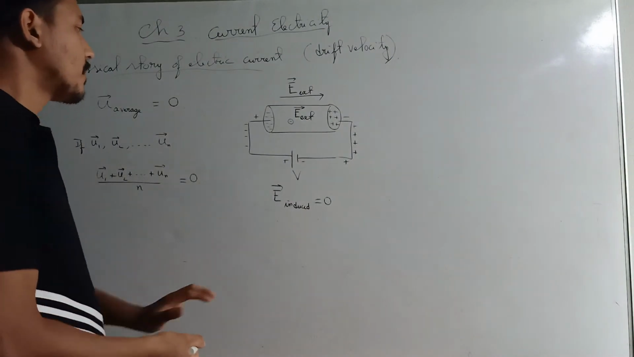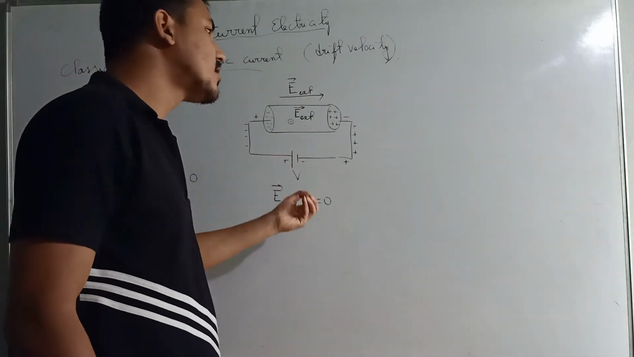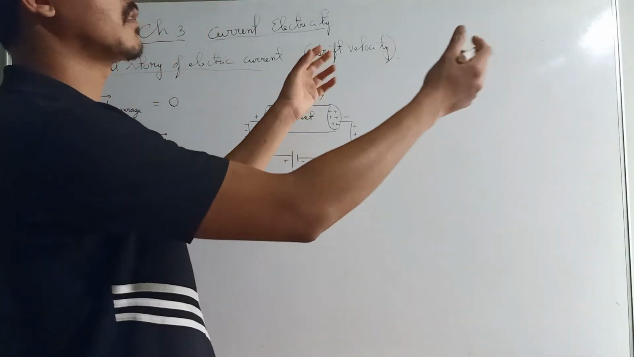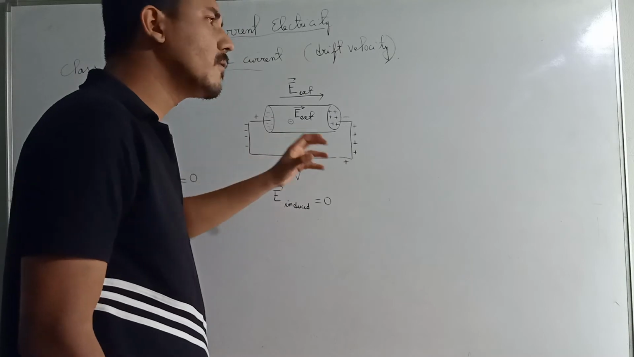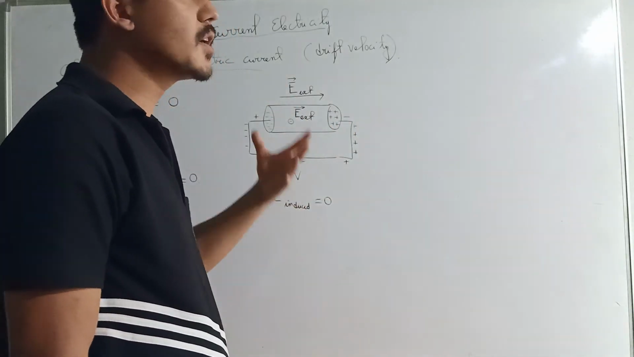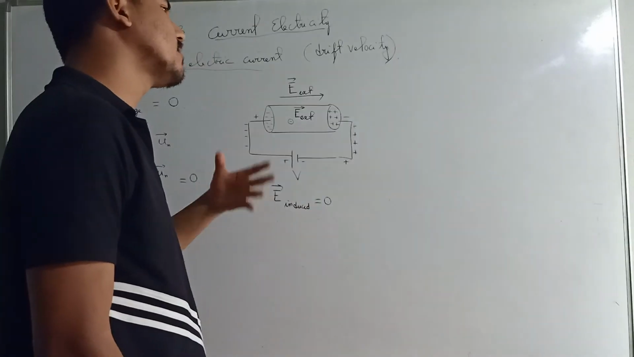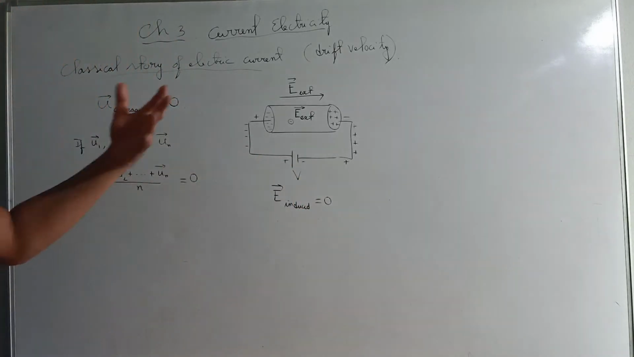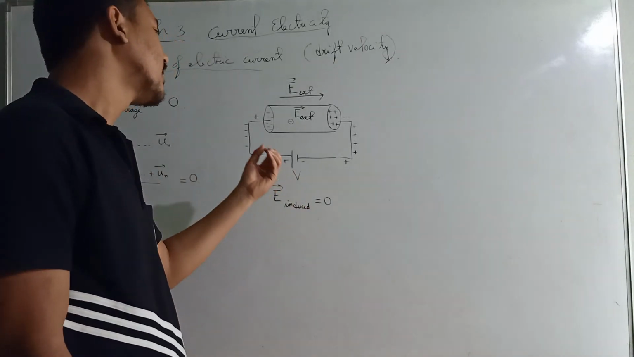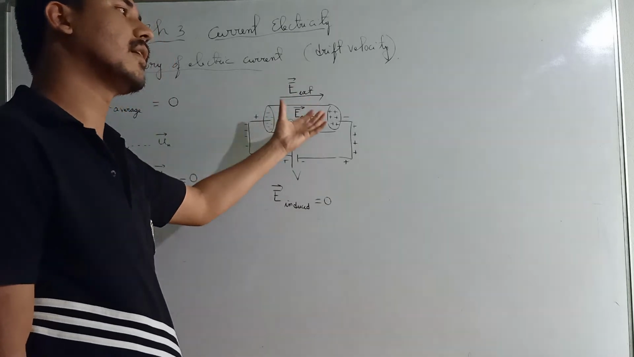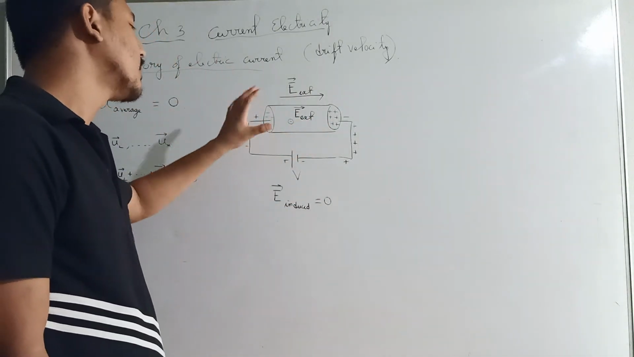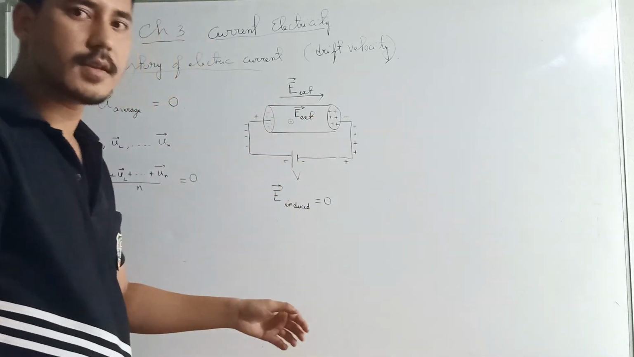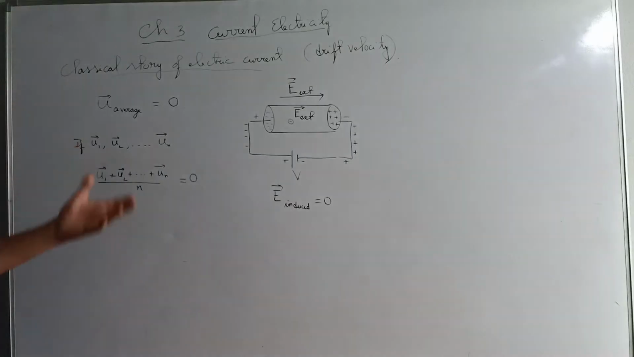See, do not think that the battery offers electrons to the conductor. Do not think that way. The battery always drives the electrons. It always keeps the electrons in motion. It keeps on driving the electrons. It never offers electrons to the conductor, but it always drives the electrons and keeps them in continuous motion.